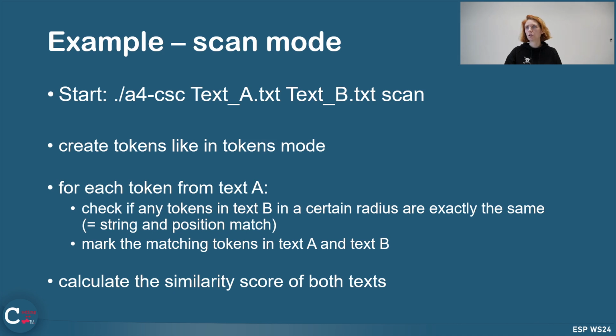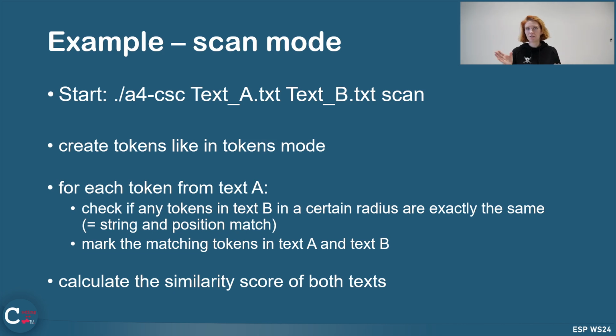Now we move on to scan mode. As you can see here, once again we start with 2 input files, and then we give it the parameter scan, so we want to start it in scan mode. For this, you need to create the tokens exactly like in tokens mode, so you need to implement tokens mode first. And then for each token from text A, you check if any tokens in text B in a certain radius around the position that you're currently looking at in text A are exactly the same. So the string and the position need to match for a token to be the same.